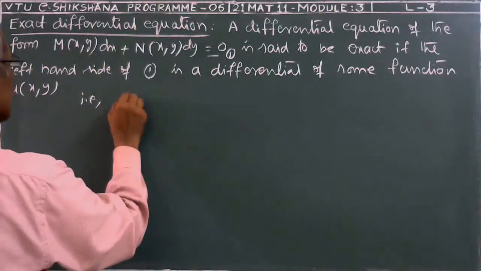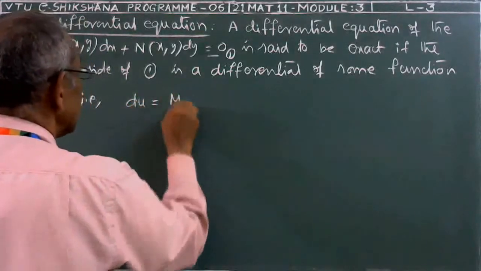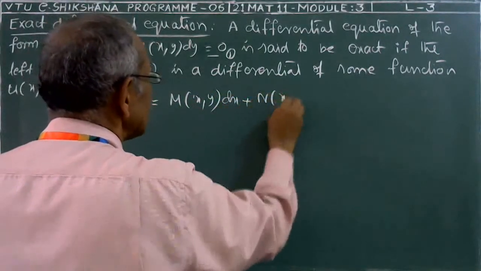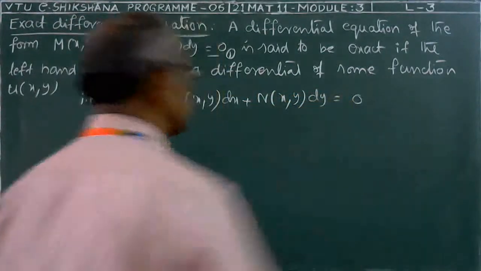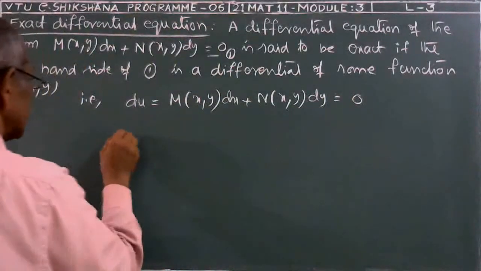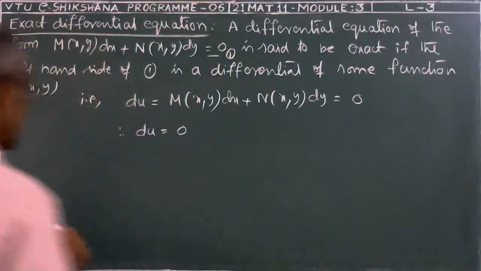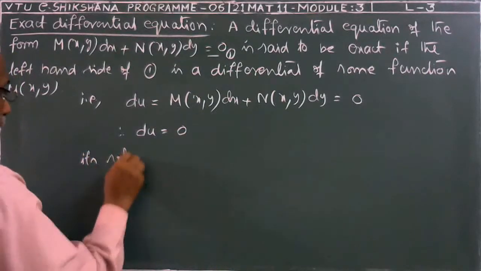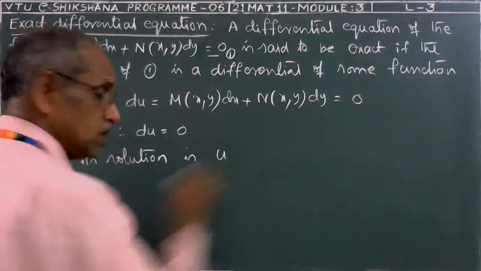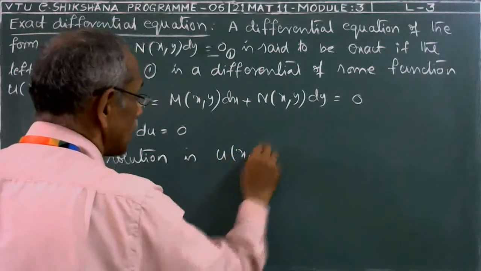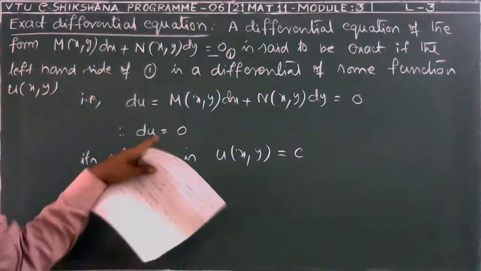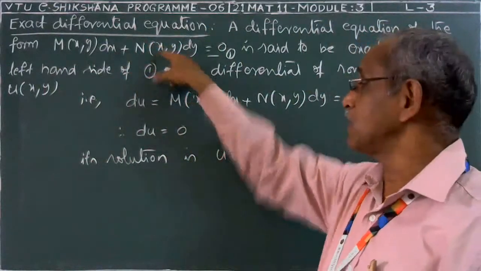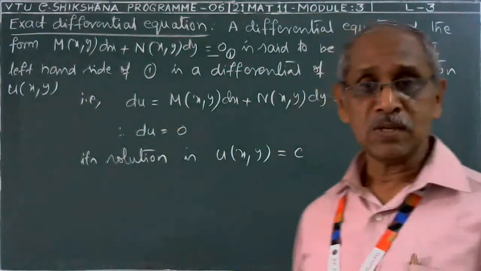That is, du is equal to M dx plus N dy equal to 0, where M and N are functions of x and y. So LHS is expressed as du. Therefore, du is equal to 0 and its solution is obtained by integrating, so u of x comma y is equal to c. By integrating, you obtain this solution. So this is the solution of this differential equation, if the LHS can be expressed as differential of some function u of x comma y.